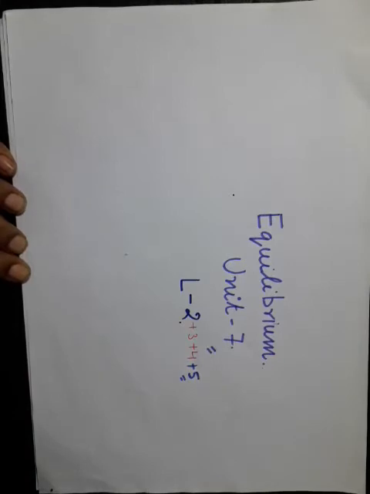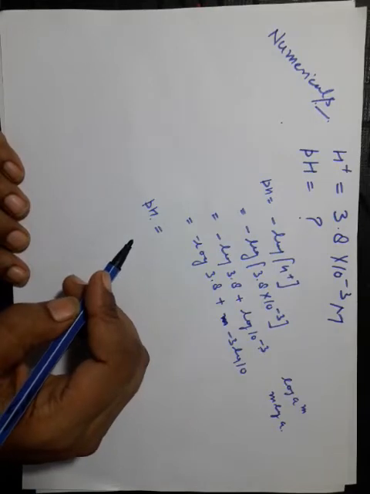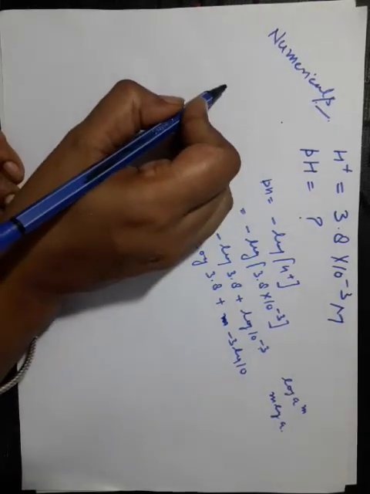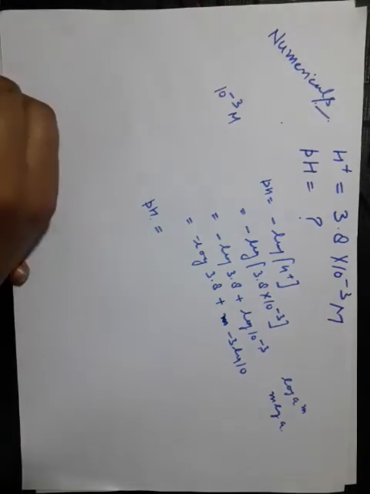Let's start. Students, in our previous lecture, we have studied about the pH, and pH is a negative logarithm of hydronium ion concentration. So, if it is given a solution of HCl having the concentration 10 to the power minus 3, find out its pH.